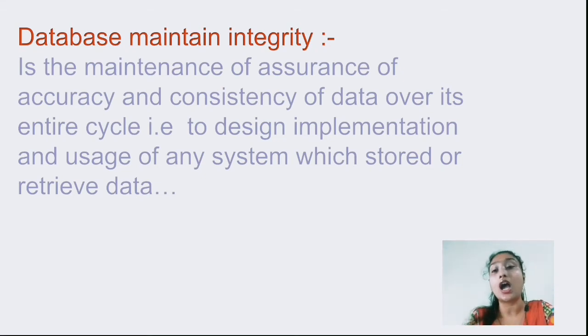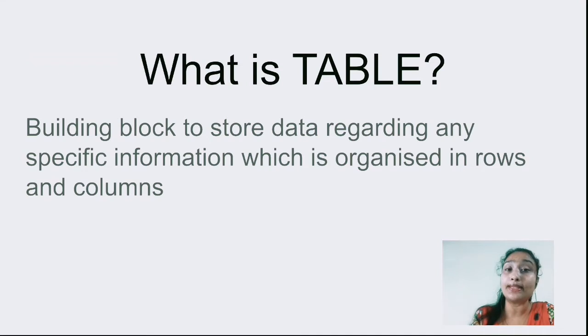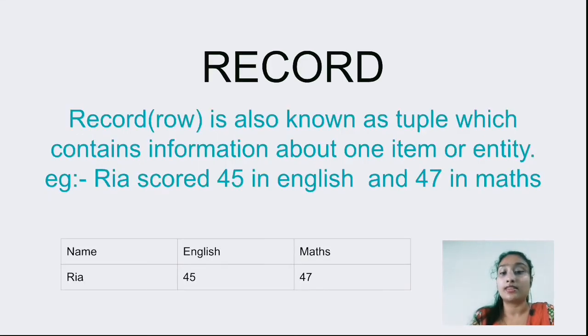Now let us see how it occurs. That is how we can create a table. What is a table? It is a building block to store data regarding any specific information, organized in rows and columns. Rows will contain information of the entities, and columns will contain the information types in all records. See, here the definition has been provided to you.